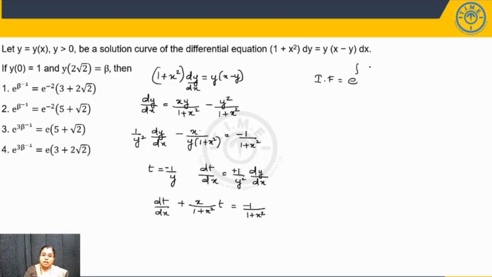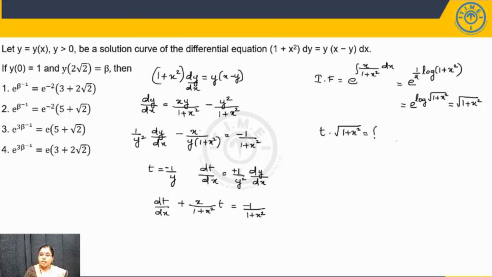e raised to ∫ x/(1 + x²) dx. So here we have e raised to ½ log(1 + x²), that is e raised to log √(1 + x²). e raised to log cancels and the integrating factor is √(1 + x²). The solution is given by t · √(1 + x²) = ∫ √(1 + x²) · (−1/(1 + x²)) dx.